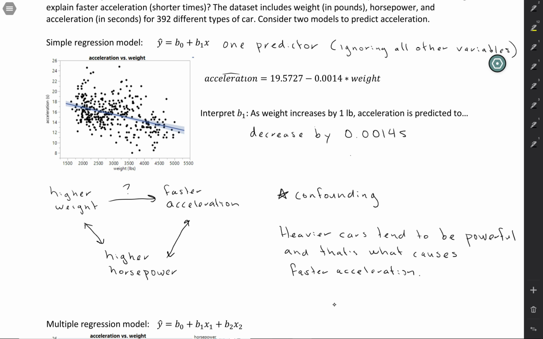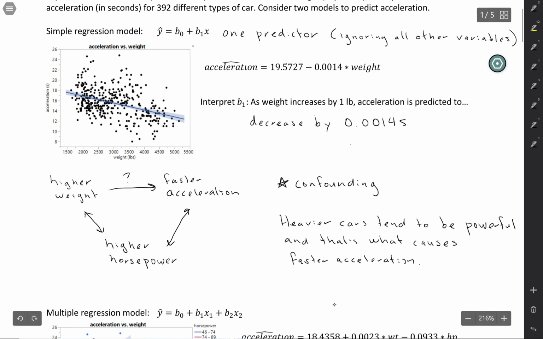Power. So up until this point, we've kind of just stopped there, right? If there was a confounding variable, we just say, oh, well, there's confounding, we can't make a cause and effect conclusion. But there is something analytically that we can do to understand this relationship better. We can take that confounding variable and include it as part of our model.